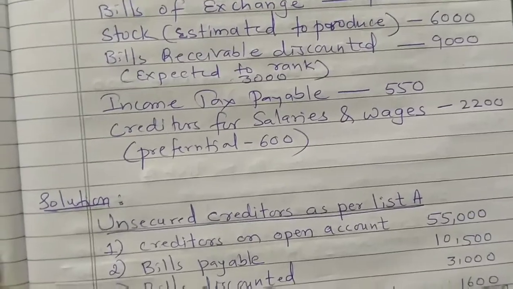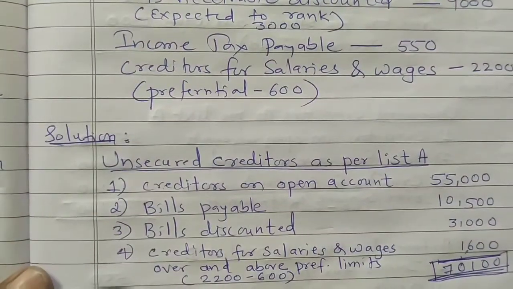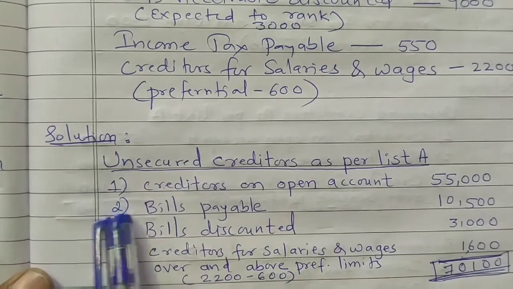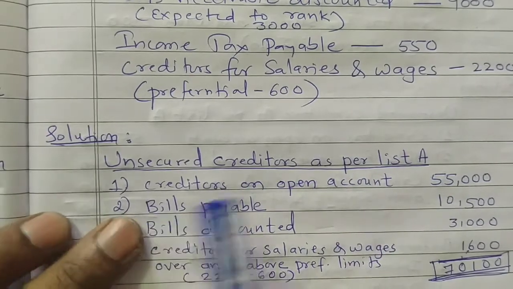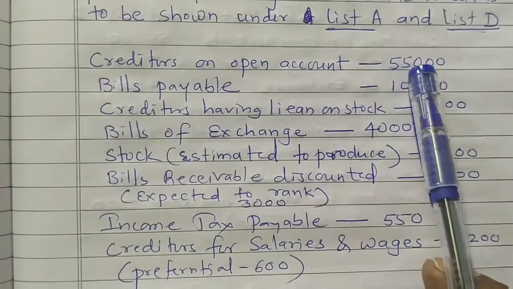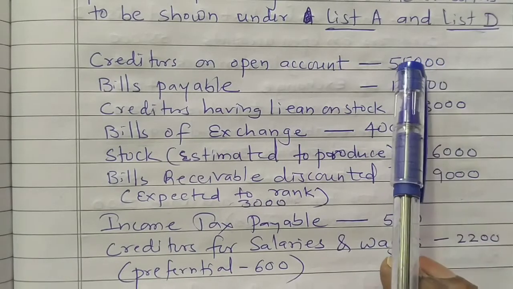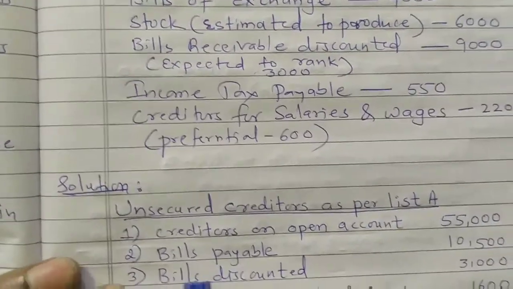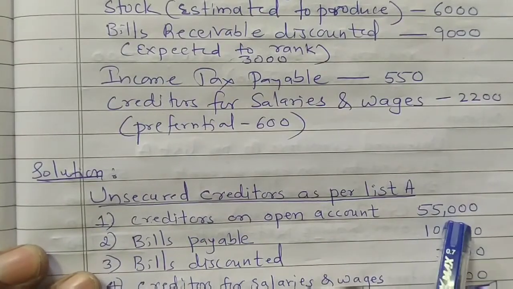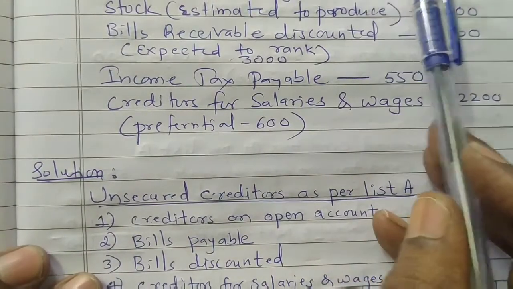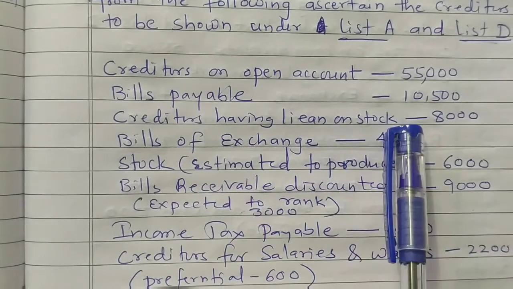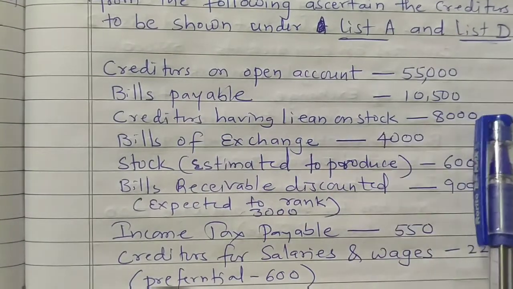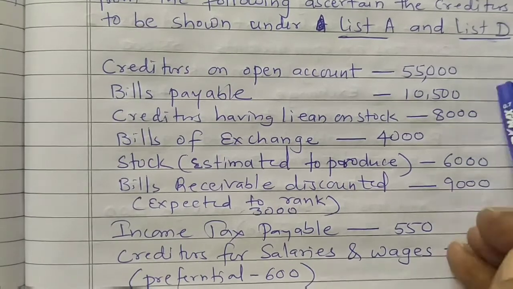To solve this, first we prepare list A. We know that it is unsecured creditors. So in the solution we will first write unsecured creditors as per list A. Creditors on open account 55,000. This is totally unsecured creditors, so that is listed first. Second, bills payable 10,500. These are also dues. Third, creditors having lien on stock. This is based on securities, so this will not come under unsecured creditors. So we will remove this.